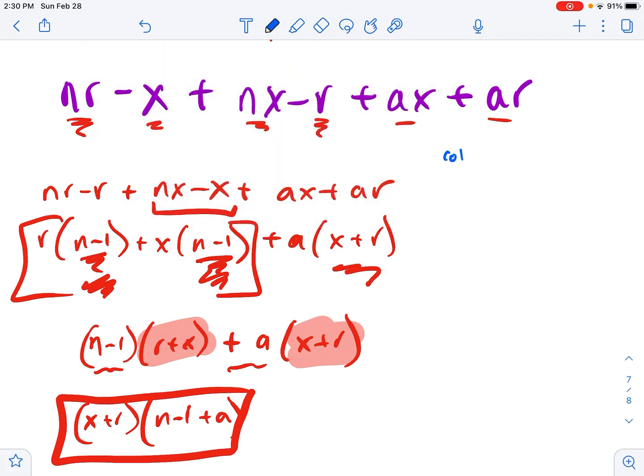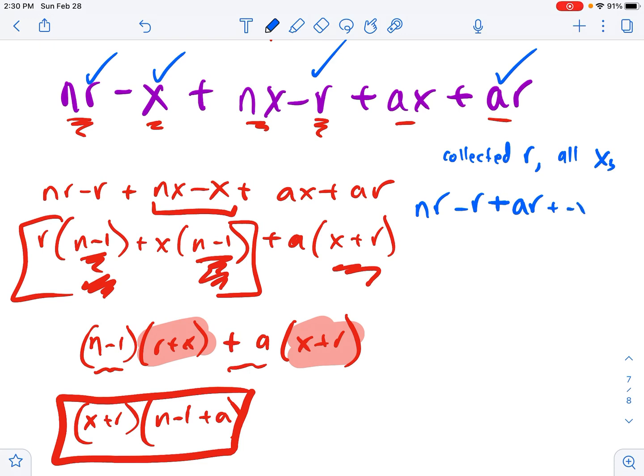You could have gone about that in a totally different way. You could have collected all your r's and all the x's, and it would have worked out differently. So then you would have an nr minus an r plus an ar, and then you'd have this negative x plus the nx plus the ax. Okay, so now I'm going to pull the r out, and so I'd get n minus 1 plus a. And now I'll pull an x out, and I'd get a negative 1 plus n plus a.